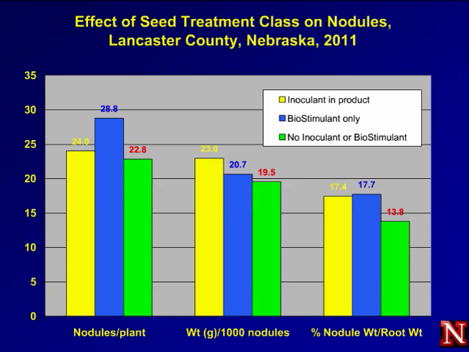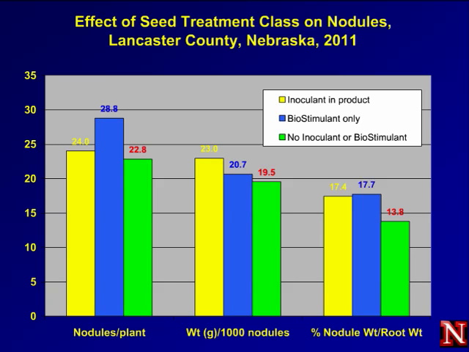If we look at these things, we saw some very different patterns emerge. On the screen, those that had an inoculant in are the yellow bars, those that had the biostimulant are the blue bars, and those that had neither product are the green bars. Looking at nodules per plant, it was kind of surprising to us to find that our biostimulant-only products actually had more nodules on the roots than the inoculant products, which had more than the check-type products. However, when we looked at the weight of 1,000 nodules, we saw the inoculants had larger nodules.